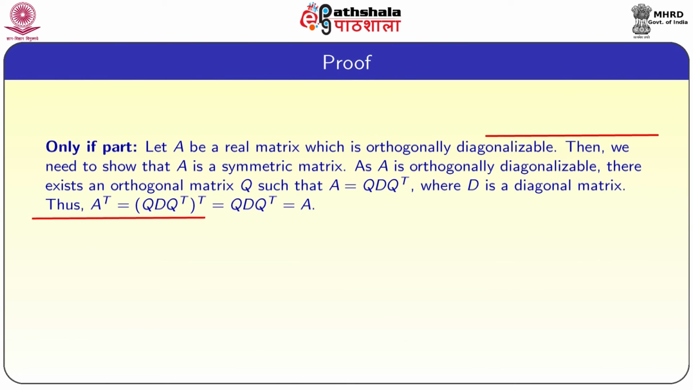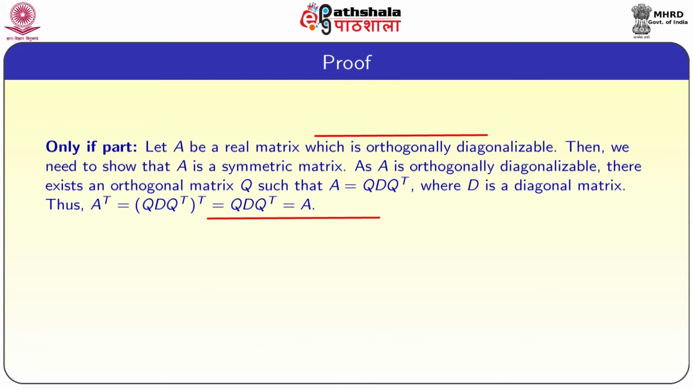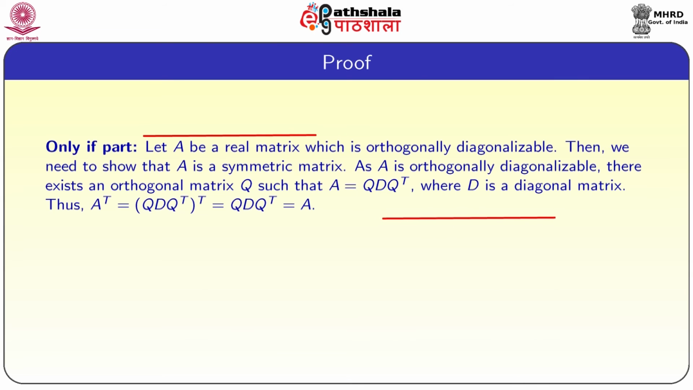First, the only if part. If A is a real matrix which is orthogonally diagonalizable, then we need to show that A is a symmetric matrix. As A is orthogonally diagonalizable, there exists an orthogonal matrix Q such that A is equal to Q D Q transpose, where D is a diagonal matrix. Thus, A transpose is equal to (Q D Q transpose) transpose, which is equal to Q D Q transpose, which is equal to A. So, A transpose is equal to A, and A is symmetric. So, we proved one direction.